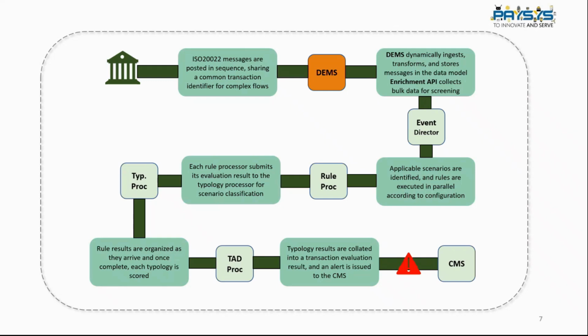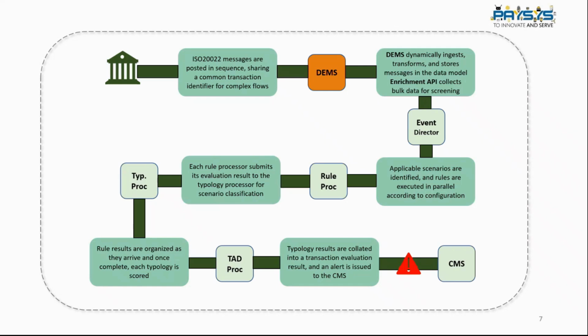And once the ingestion and transformation is complete, the message is passed on to the event director, which acts as a decision point. It reviews the data it receives and determines whether the transaction needs to be monitored, which fraud or AML scenarios are relevant, and which rules need to run based on the configuration. So the event director then triggers those rules and sends the necessary data to the appropriate rule processors. Each rule processor then evaluates the transaction and any related historical activity against the designed rules. Each rule produces a score and sends it to the typology processor.